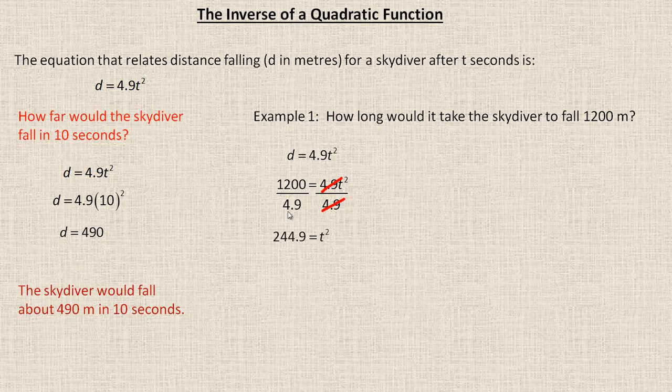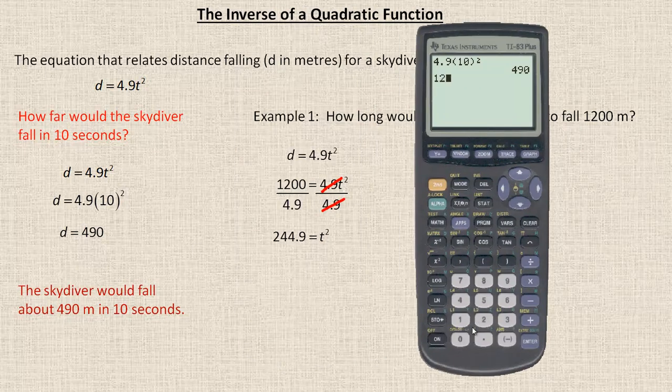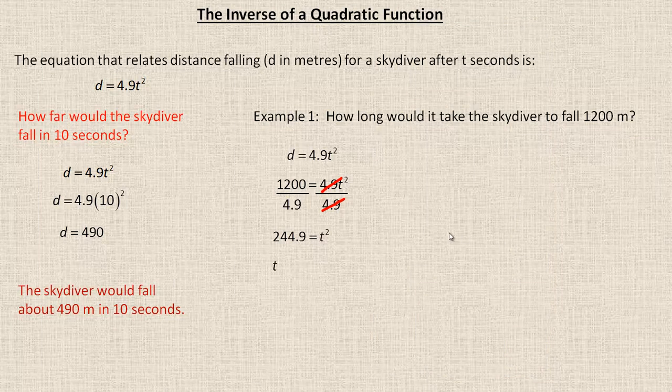So we're dividing 1,200 by 4.9, and let's bring the calculator back. 1,200 divided by 4.9 gives us 244.9, which I rounded to one decimal place. And then to solve for time, we would take the square root of that. So the square root of 244.9 is going to be about 15.6 seconds. So that's how long it takes the skydiver to fall 1,200 meters.